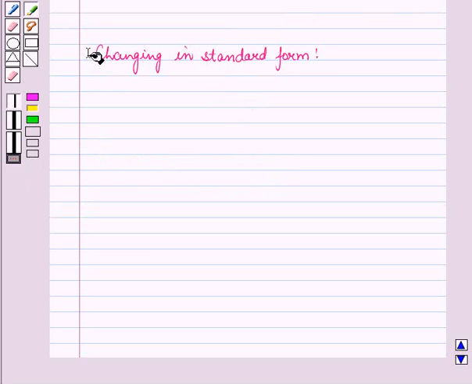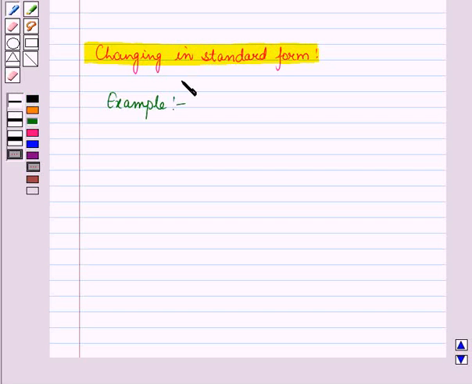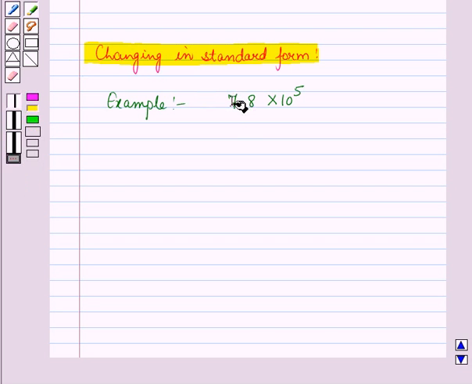Now let us see how to change the given scientific notation in standard form. Now let us discuss it with the help of an example. Here we will write 7.8 into 10 raised to power 5 in standard form. Now we can convert it in standard form by expanding the powers of 10 and multiplying the result with a number which is greater than or equal to 1 but less than 10. Now here the number which is greater than 1 but less than 10 is 7.8.